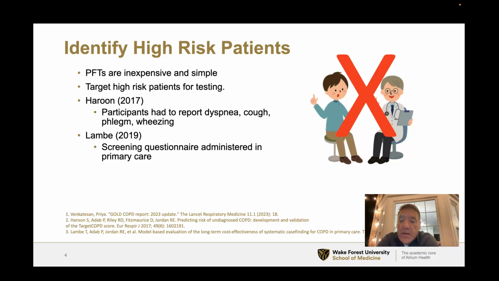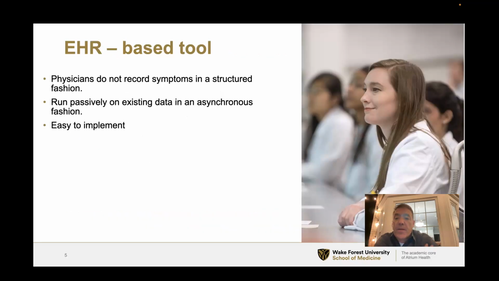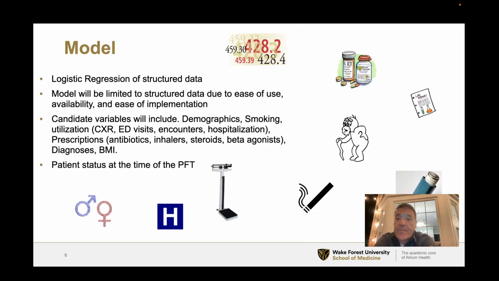The two papers here were mentioned in the most recent GOLD report. These tools are accurate, however, they both require patient and/or physician input. We were looking to create an EHR-based tool that could be run passively on existing data in an asynchronous fashion, and would be easy to implement.